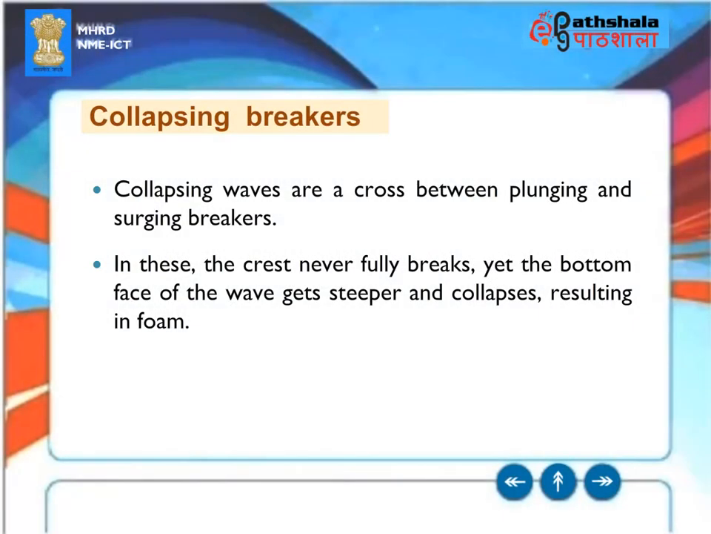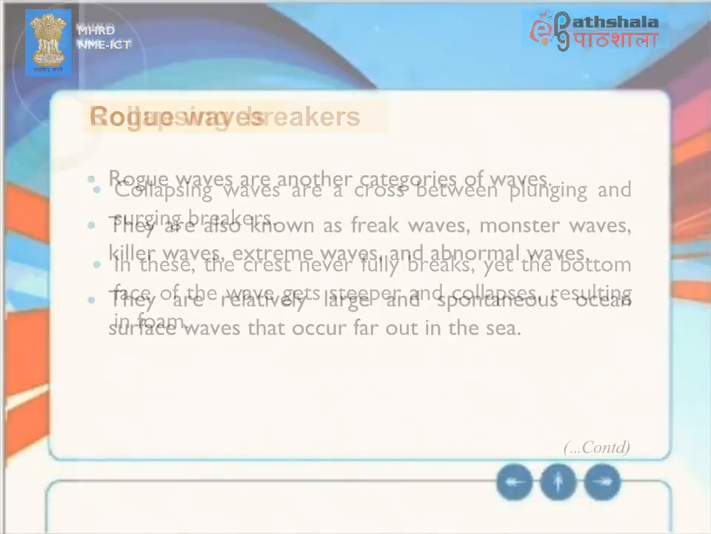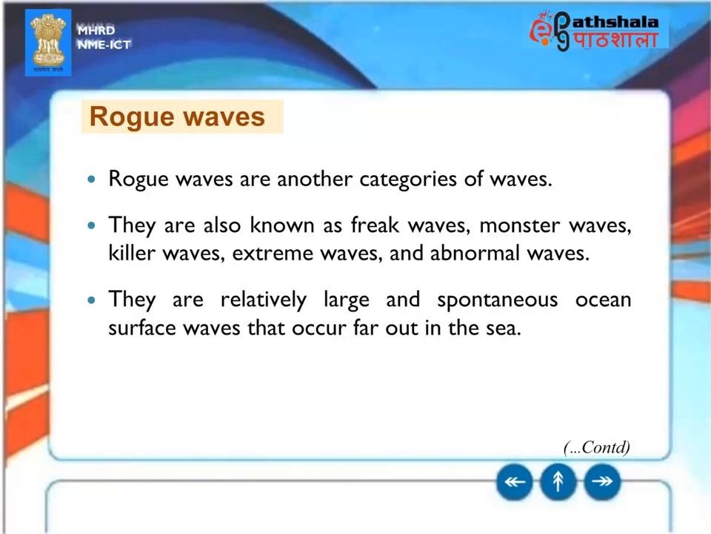Collapsing breakers. Collapsing waves are a cross between plunging breakers and surging breakers. In these, the crest never fully breaks, yet the bottom face of the wave gets steeper and collapses, resulting in foam. Rogue waves. Rogue waves are another category of waves. They are also known as freak waves, monster waves, killer waves, extreme waves, and abnormal waves. They are relatively large and spontaneous ocean surface waves that occur far out in the sea.